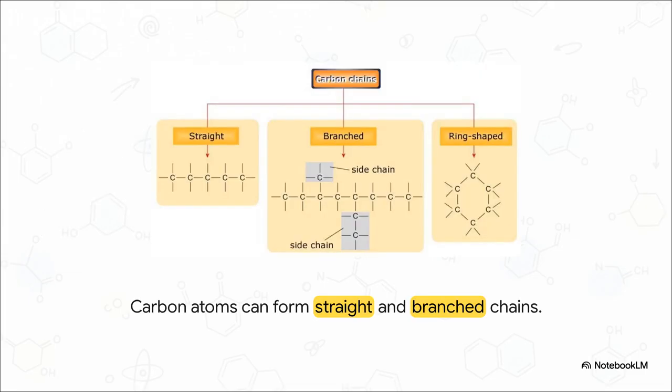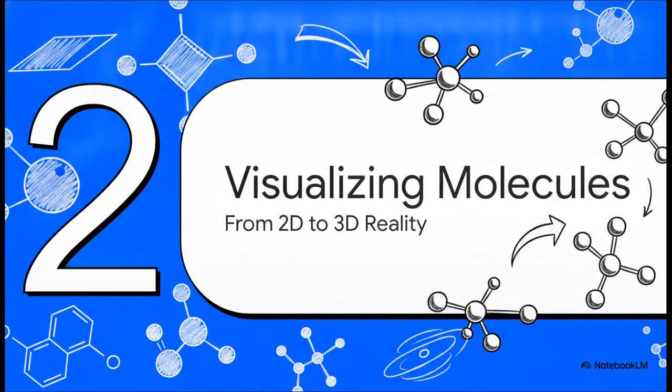And you can see that versatility perfectly right here. Carbon atoms can physically connect to form these long, straight, continuous chains, or they can form complex side chains branching off the main line, or they can even loop all the way back around onto themselves to form continuous ring shapes. It's absolutely amazing.